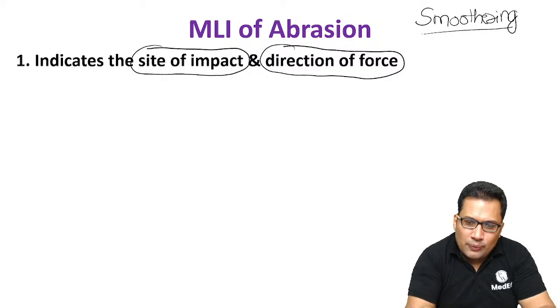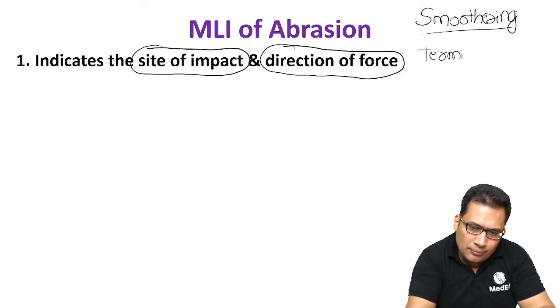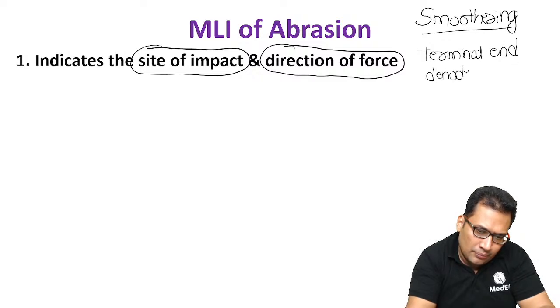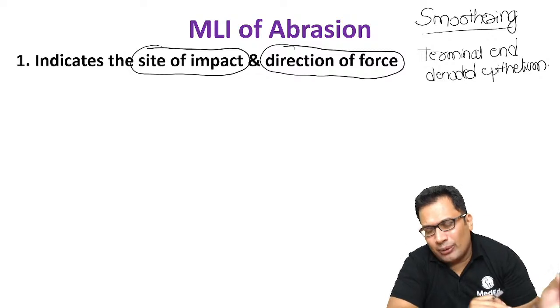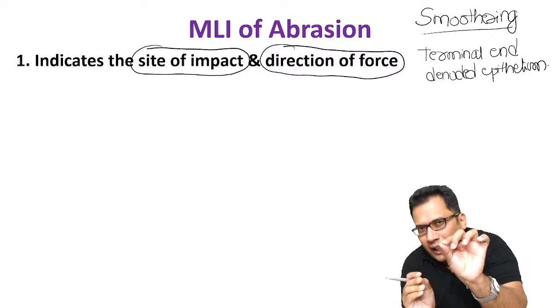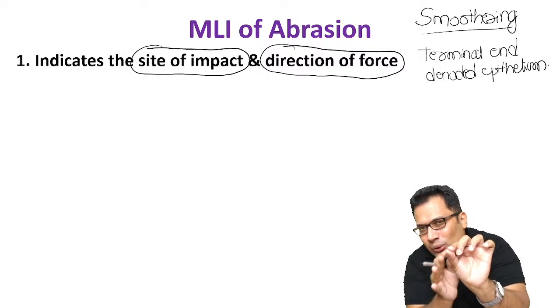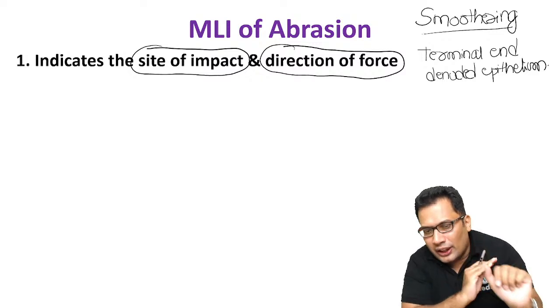At the terminal end you will see denuded epithelium. When you see a group of denuded epithelium at one end, that is the terminal end. So the direction is from the opposite.